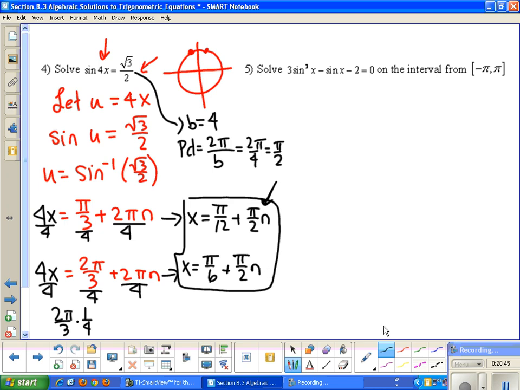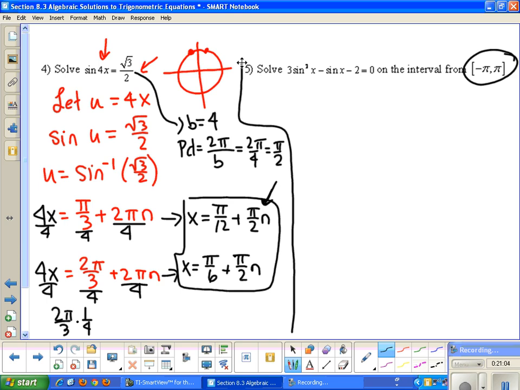So then the next one we have: solve 3 sine squared x minus sine x minus 2 equals 0 on the interval from negative pi to pi. So now it's specifically telling us we want specific answers. I don't want all of my answers. I only want answers on this interval. So you have to be very careful when it says things like that.